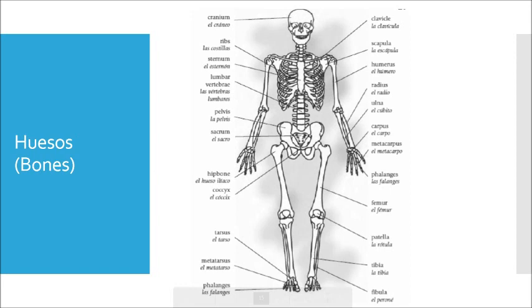phalanges, las falanges, fibula, el peroné, tibia, la tibia, patella, rótula. So maybe familiarize yourself with that one because it's not too common, rótula. The ulna, cúbito, radius, el radio, humerus, húmero. So, as I said, you can see how some of them are very similar to how we would say them.